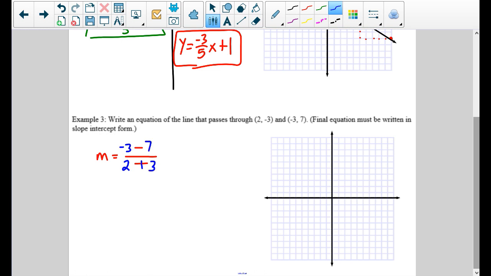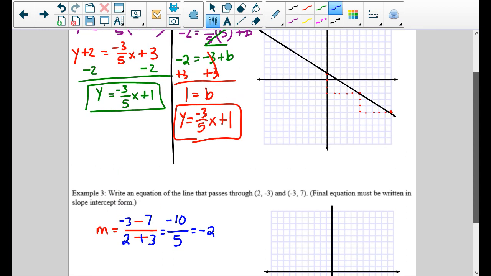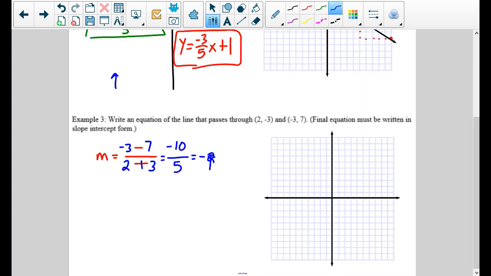-3, 7, and simplify. So -3 minus 7 is -10. 2 plus 3 is 5, and that simplifies to a -2. So my m is -2. Now again, you can use either point. Doesn't matter to me. Whichever point you'd like to use. Use our method up above, either the point slope form or slope intercept to figure out what that second equation is, okay? Then graph that equation on your graph and then check your answer here with the video.